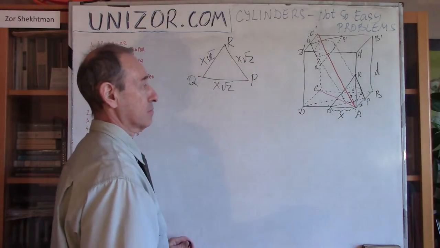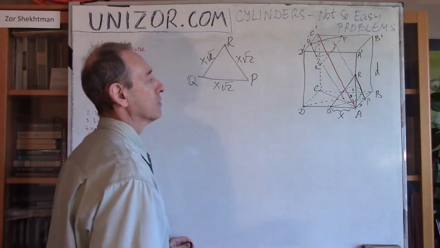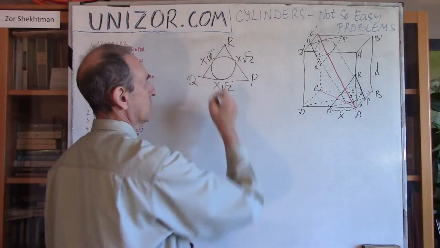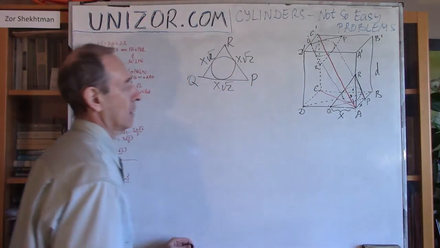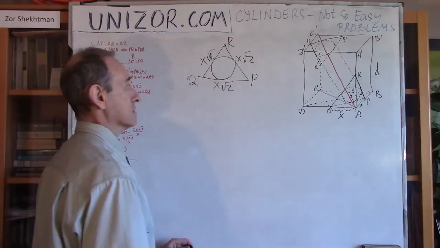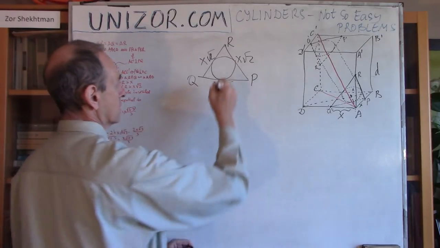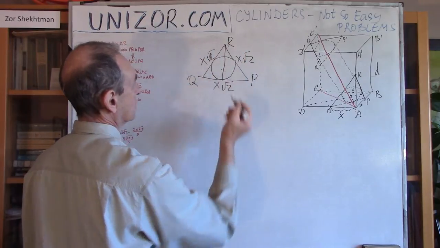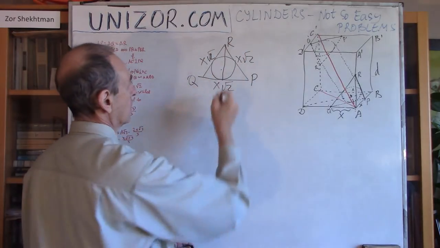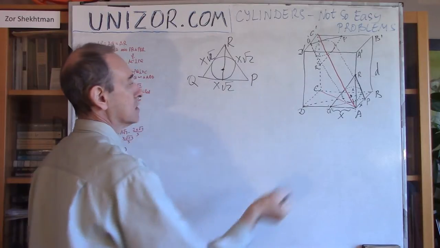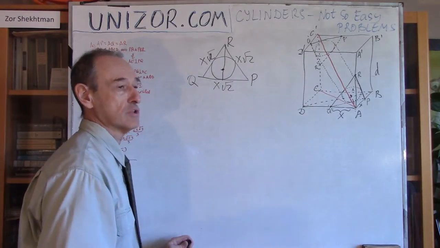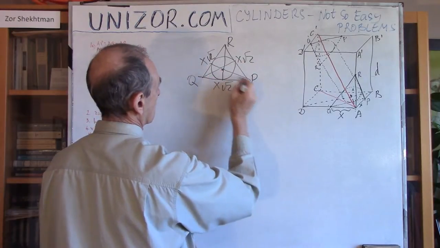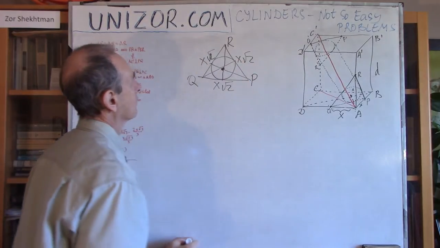Now it's a very simple thing to calculate the radius of the inscribed circle. This is the base of our cylinder, in terms of X, obviously. So, what is this? Well, you know that in an equilateral triangle, the center of medians, altitudes, and angle bisectors are all intersecting in this center, right?